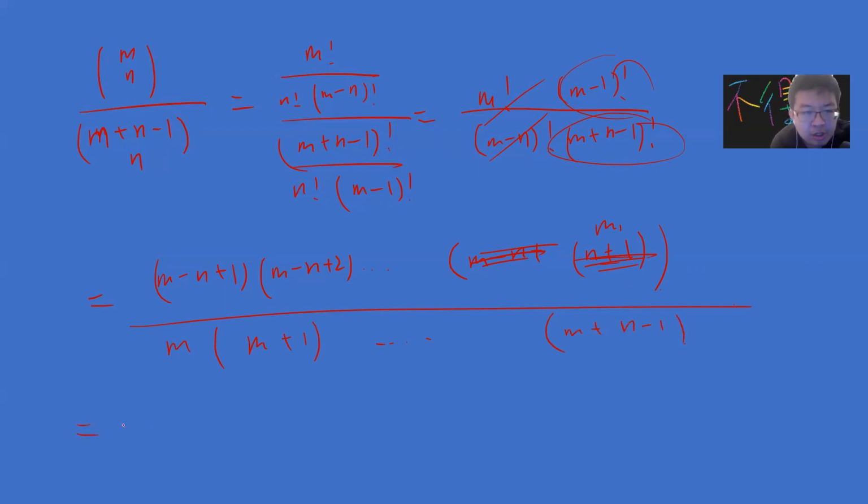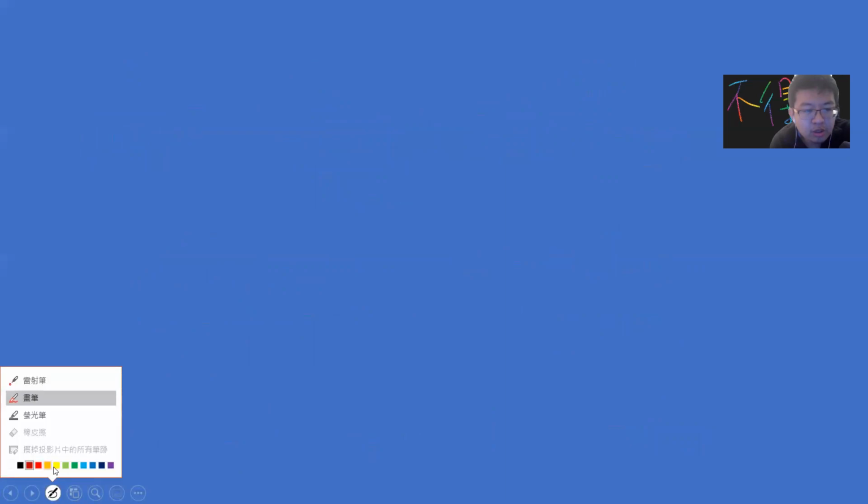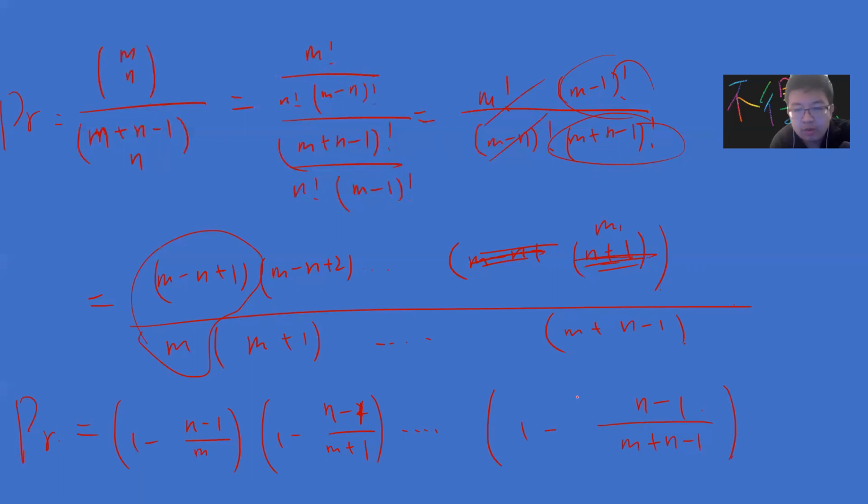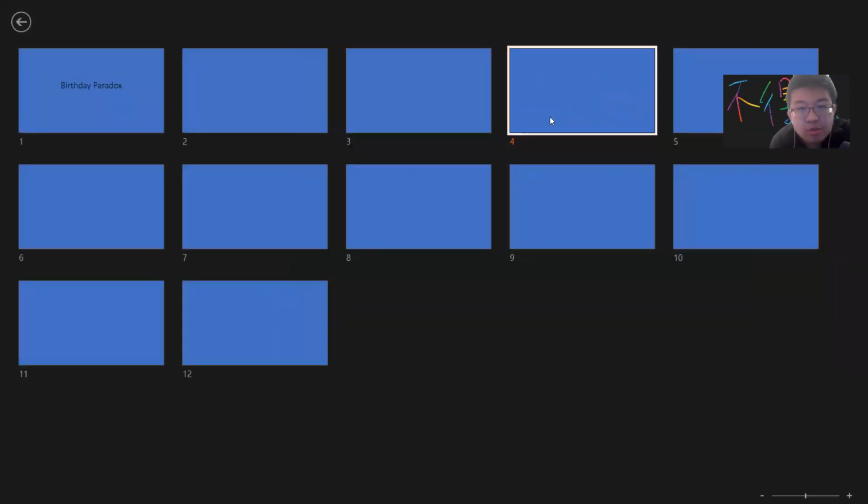You can easily write this as the product of (1 minus (n minus 1)/m) for the first term, and the second term can be written as 1 minus n/m, and so on, and then you get 1 minus n minus 1 over m plus n minus 1. So this is our probability. Our goal is to bound this. Let me quickly go through the details. I think bounding this is not difficult. Can I copy this? Let me just try.